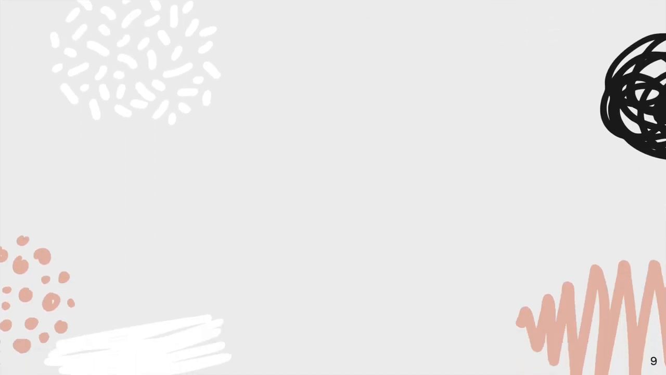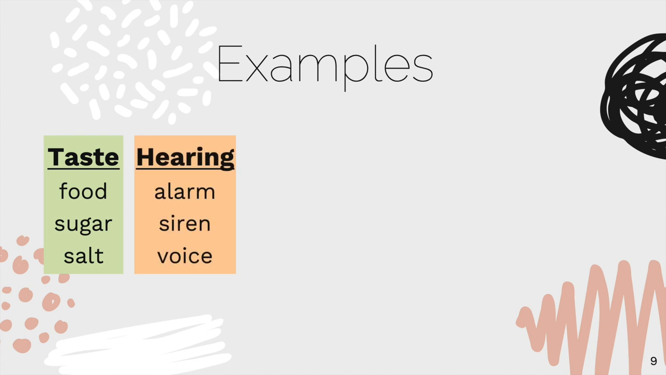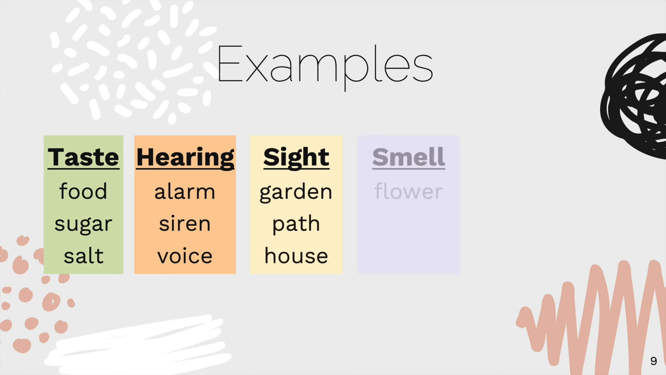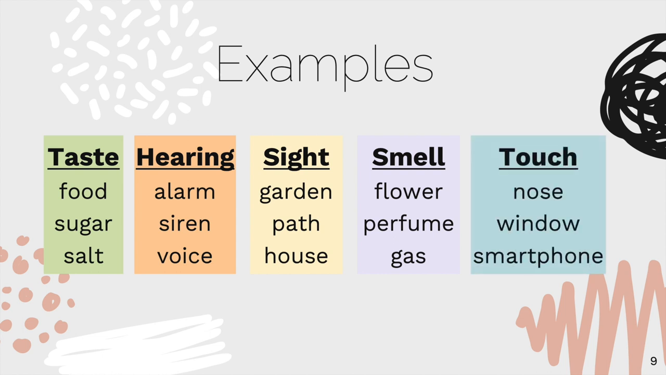So let's take a look at some examples for each. So for taste, food, sugar, salt. Hearing, alarm, siren, and voice. Sight, garden, path, house. Smell, flower, perfume, gas. Touch, nose, window, smartphone.